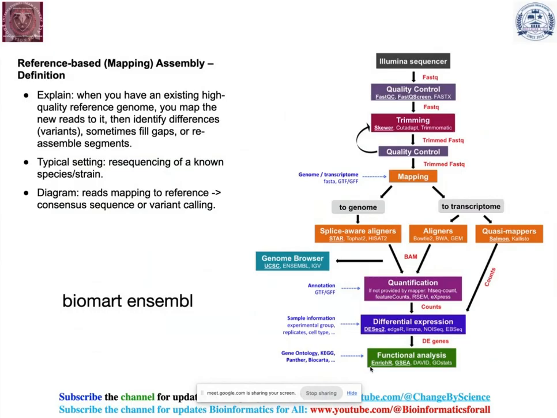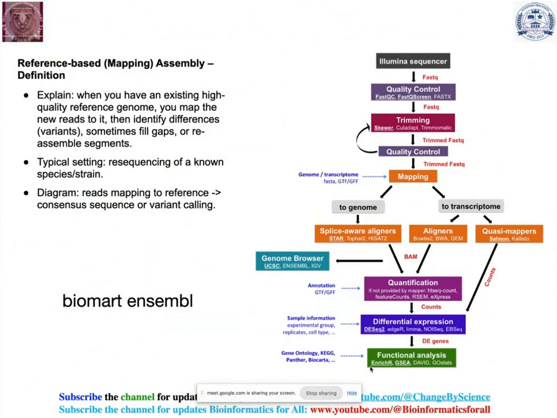Now, reference-based genome assembly or mapping assembly. When you have an existing high-quality reference genome, you map the new reads to it. Then identify the differences or variants, sometimes fill gaps or reassemble the segments. Typical setting: the resequencing of a known species or strain. Diagram: reads mapping to reference, and then consensus sequence or variant calling.